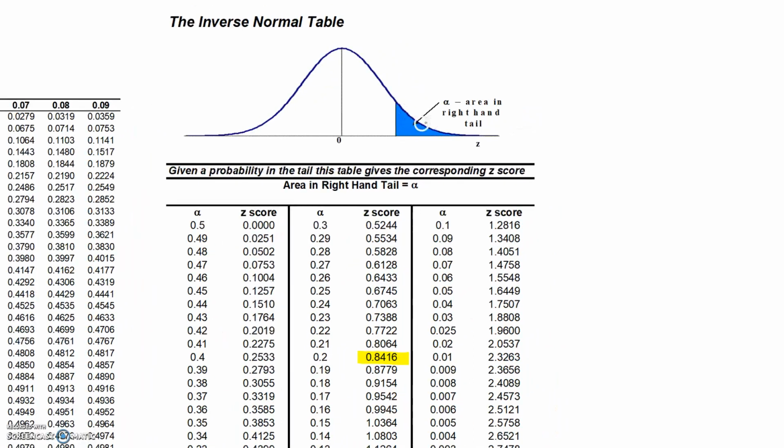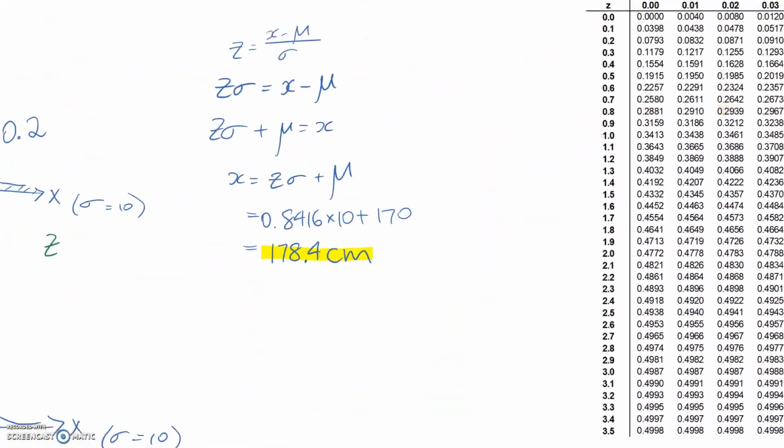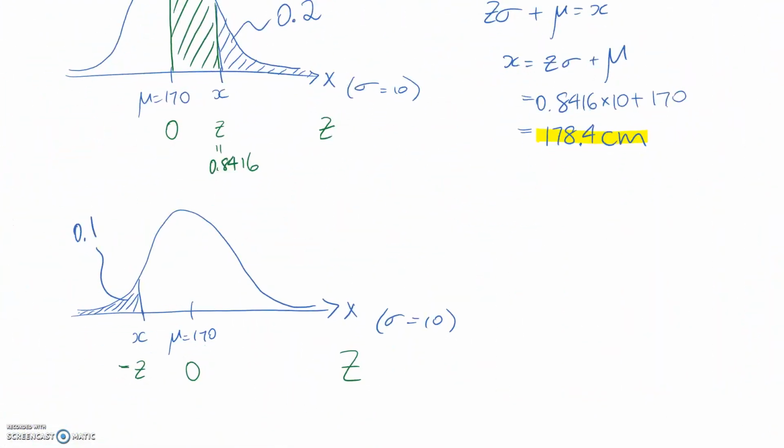Alright, so 0.1 is our area. It doesn't matter that ours is drawn on the other side. So looking for 0.1, I think it's going to correspond to this: 1.2816. And again, I'm putting in the negative because it's on the left-hand side, so it's got to be smaller than 0 on our z scale.